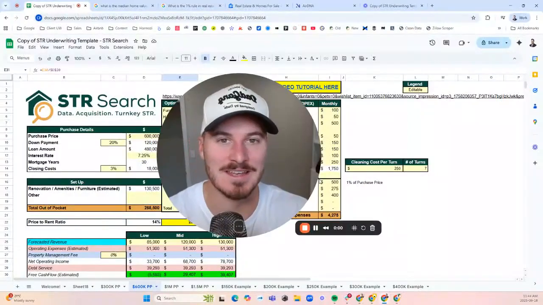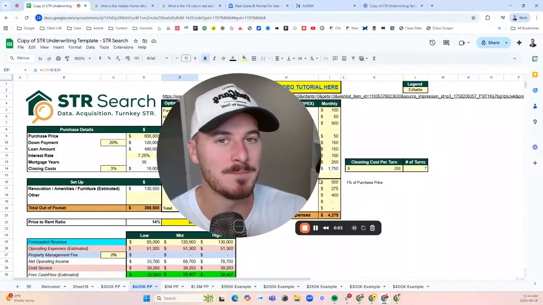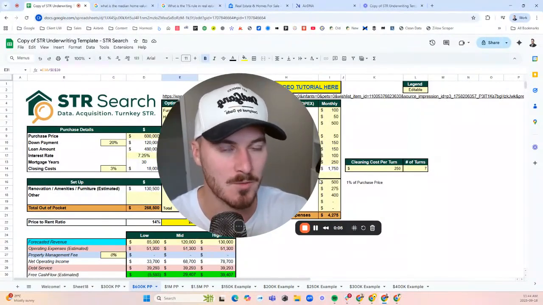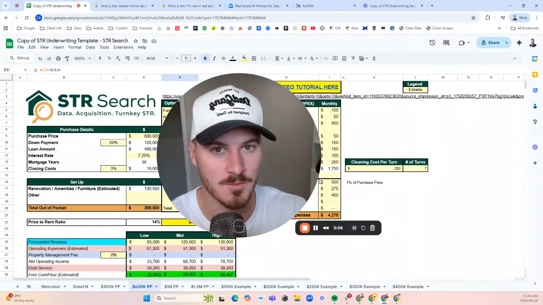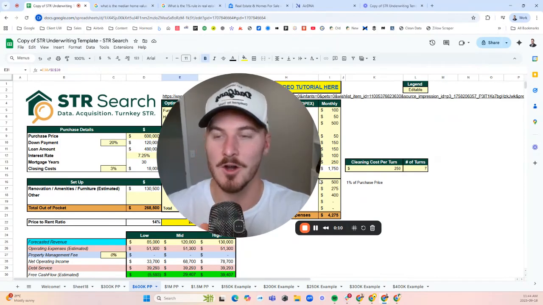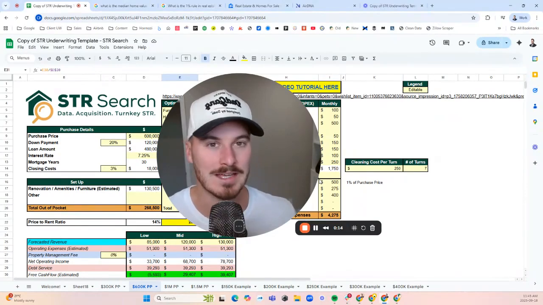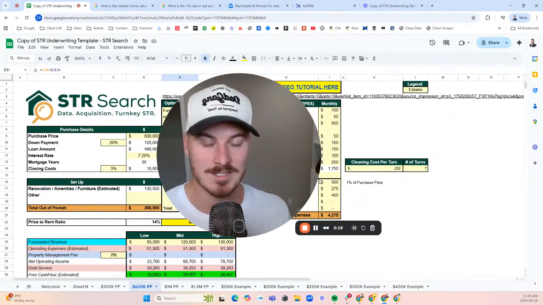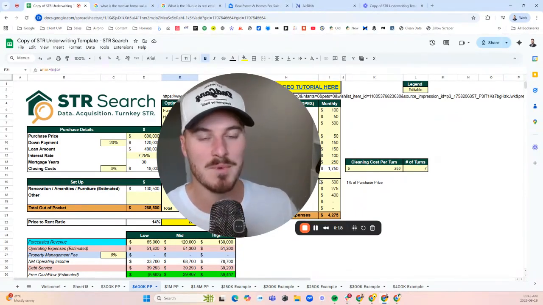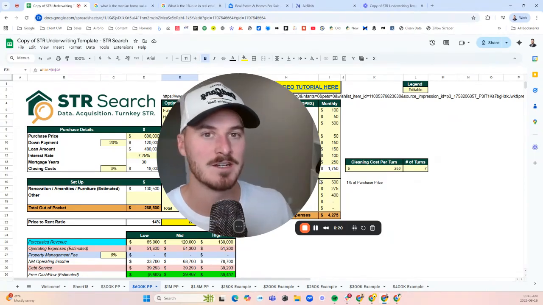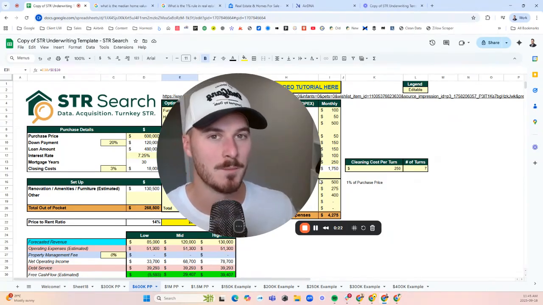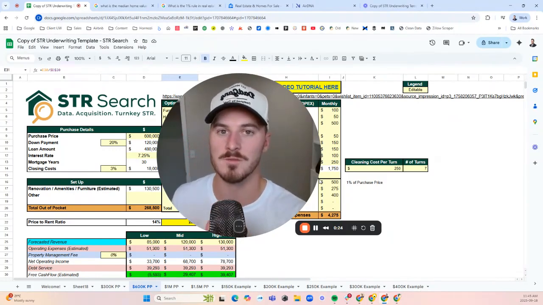What's going on, everybody? Today we are going to be talking about the 20% rule, which is the equivalent rule to the 1% rule when it comes to long-term rentals. So you've likely heard about the 1% rule, at least most people who have really gotten into real estate in one way or another have. And I've had people ask me over and over again, is there something similar to the 1% rule, but for short-term rentals?